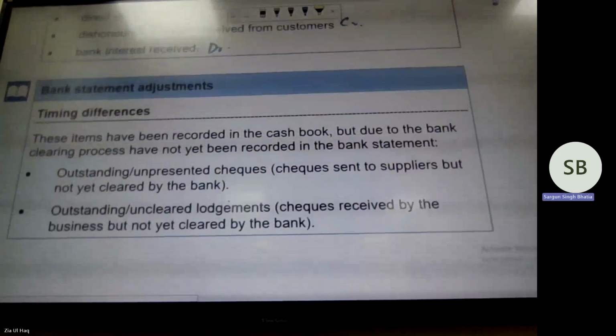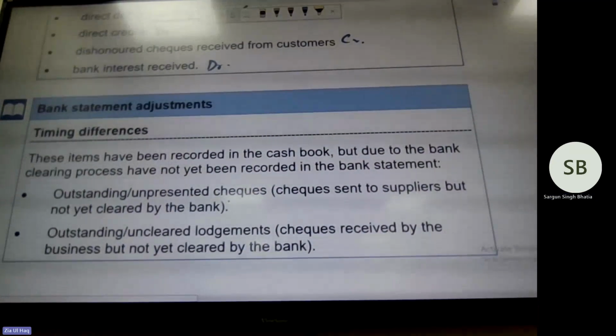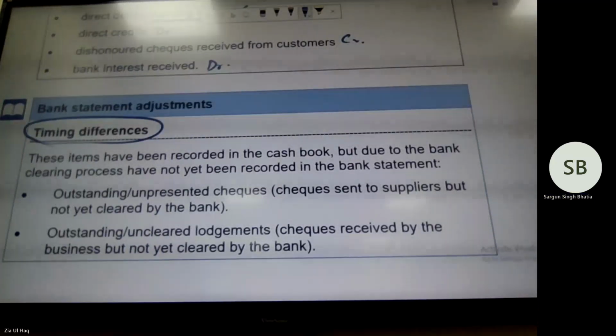Okay. Why will there be a difference between the passbook and cash book due to timing differences? Timing differences mean the customer is still keeping the check in his pocket. In the current month he hasn't deposited it to the bank. In the next month he will deposit it. So for the current month we are having a benefit due to timing differences.